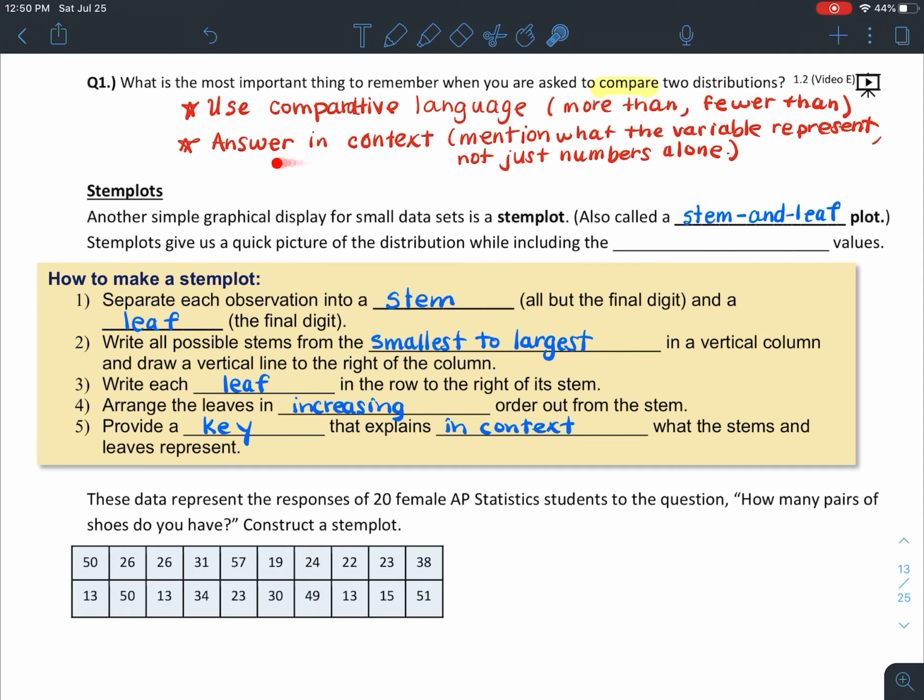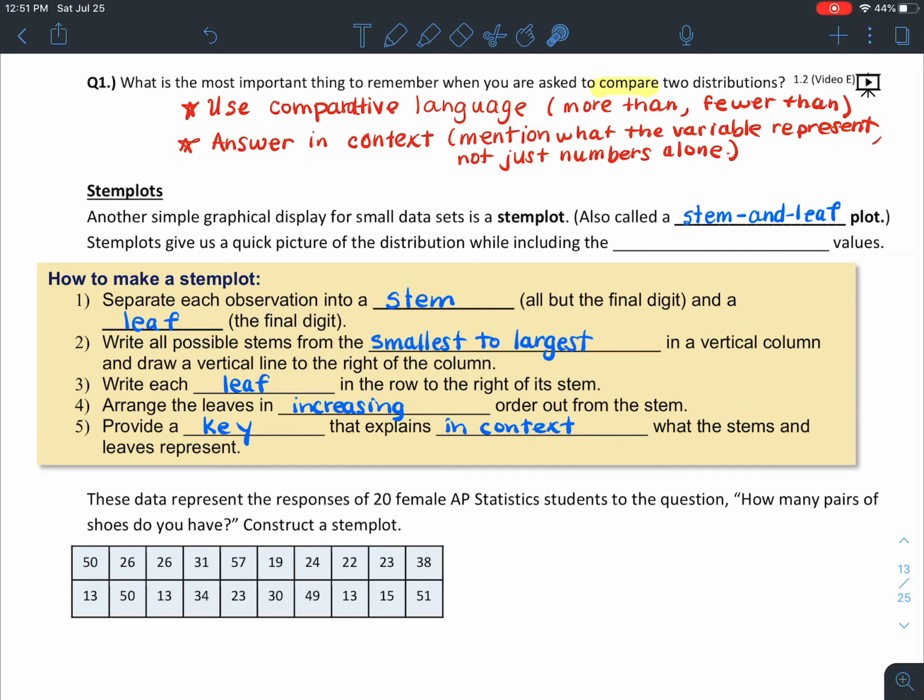And then the other thing that people often forget, and you get docked on the rubric for this on the AP test, is they want you to answer in context. So make sure that you're mentioning what the variable is representing. If you're talking about number of people per household, make sure that's mentioned somewhere in your description, not just a number that doesn't have any label to it, okay?